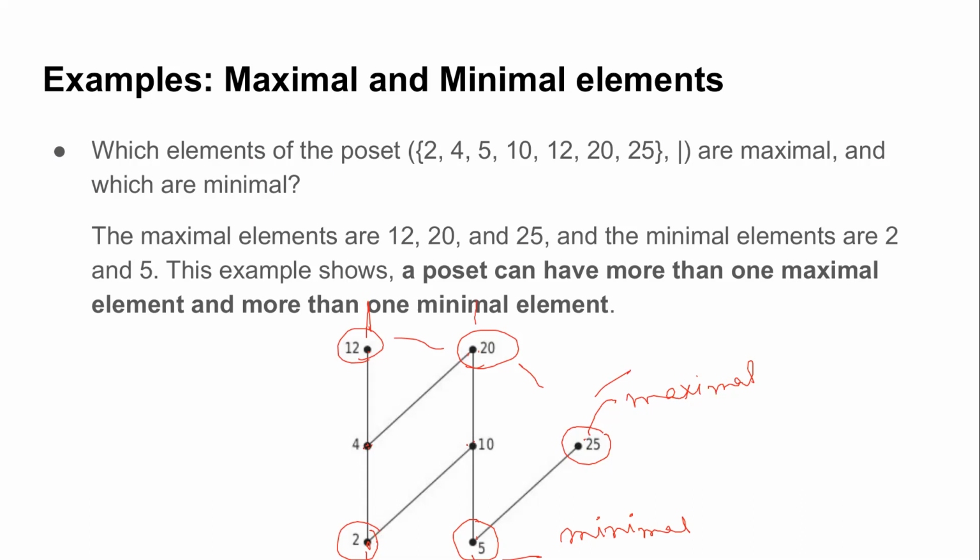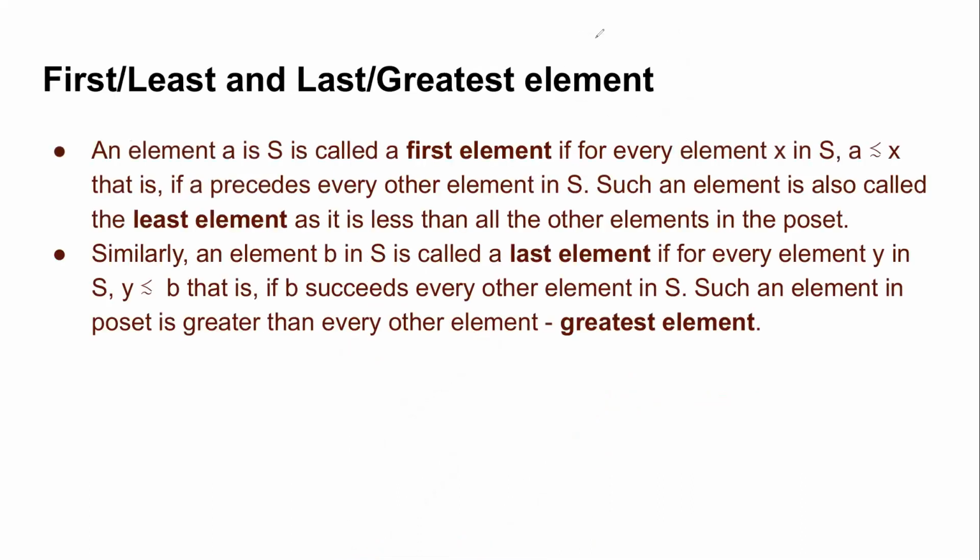Yes, class? Okay, so let us see some more versions of it. Next versions are the first or least element, and the last or greatest element. It's a kind of variation of what we saw, minimal and maximal. An element A in S is said to be the first element if, for every element in S, A precedes every other element.